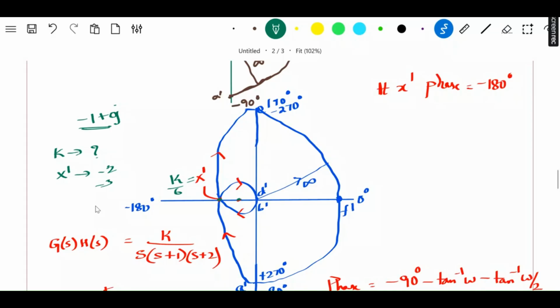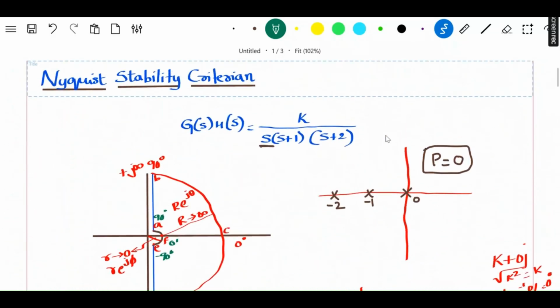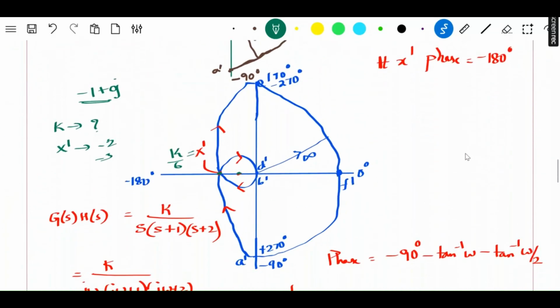So for the closed loop system to be stable, as in this particular problem, what we got was P equal to 0. So I want N also to be equal to 0, such that Z will be equal to 0. If I want Z to be equal to 0, the encirclement should also be 0, so that this circle should be outside. So I need to have minus 1 plus 0j outside the circle. I need to have minus 1 plus 0j here. So it means that k by 6 should be less than this value minus 1, like minus 0.5 or minus 0.4, so that it will be before minus 1. All these points are between 0 and minus 1.